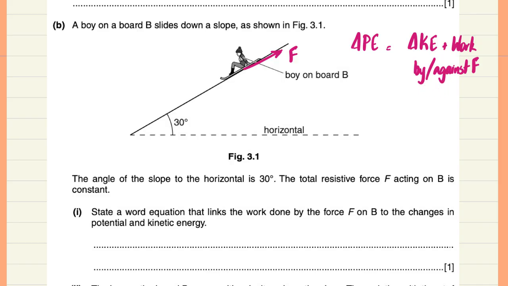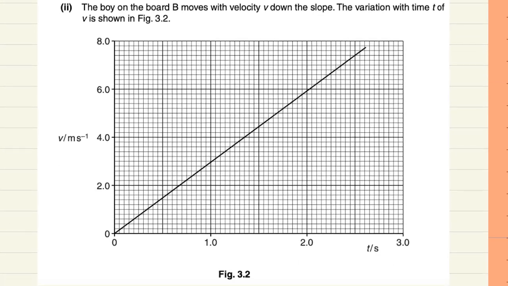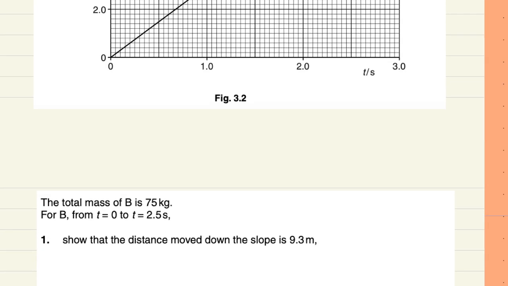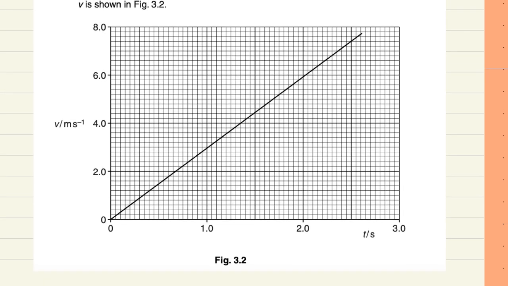Part 2. The boy on board B moves with velocity v down the slope. Variation with time of v is shown in 3.2. So this graph is going on to some weird sort of a value. So let's see what the question is. Total mass of V is given from 0 to 2.5. All right. So we are looking at 2.5. Show the distance moved up the slope is 9.3. So 2.5 is this point.